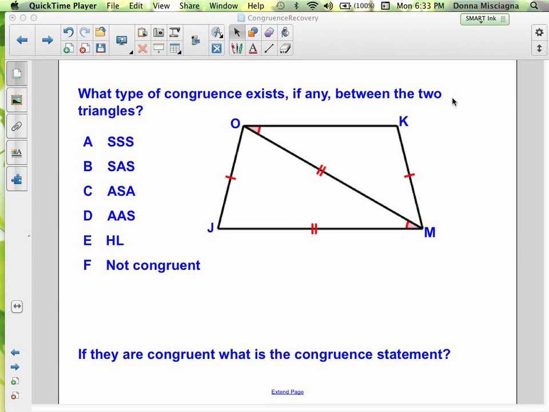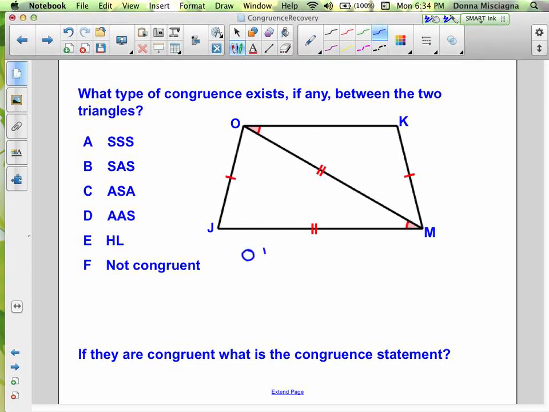All right, so what type of congruence exists, if any, between the two triangles? Let's see what information we already know. We're given that OJ is congruent to, I'll write it as MK. We're given that OM is congruent to JM. And interestingly, notice that OM is a shared side. So OM is also congruent to itself. That's not technically given to us, but using the reflexive property, OM would be congruent to itself.